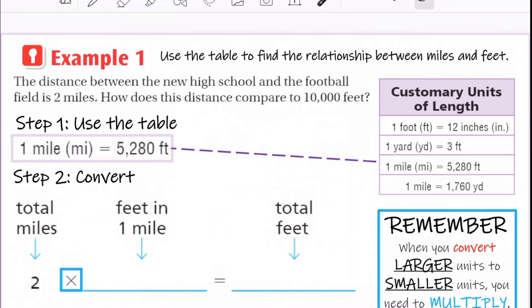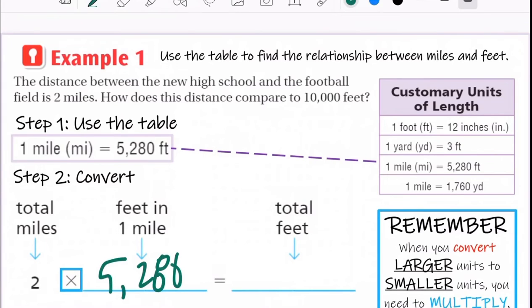So the first step, we need to look at our table, and we can see that 1 mile equals 5,280 feet. Then we're going to convert. We know that we have 2 miles. That's what the problem gave us. That's the distance between a new high school and a football field. So we write down 2. We're writing down an equation. And then feet and mile, it's 5,280.